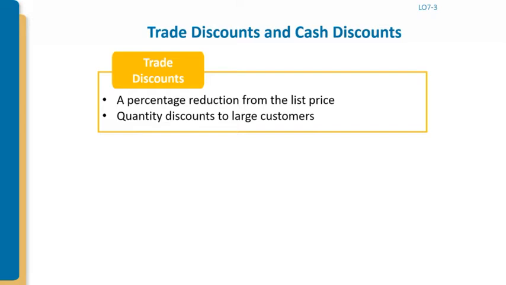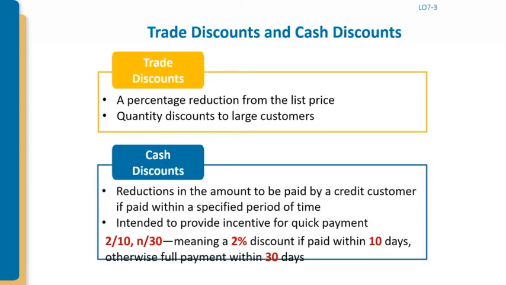The trade discount is the percentage reduction from the list price, okay, and quantity discount is also one kind of discount. If you purchase a lot of units from a supplier, definitely the supplier will give you some discounts. That is called quantity discount, okay. And the cash discount is the most common discount offered by the supplier so that the supplier can receive the money quickly.